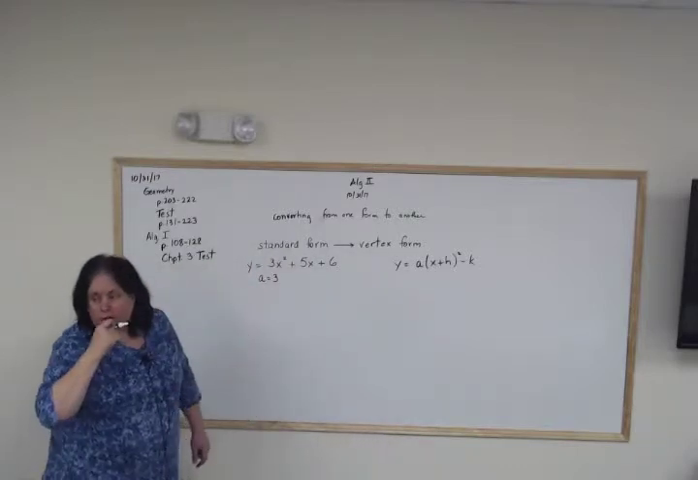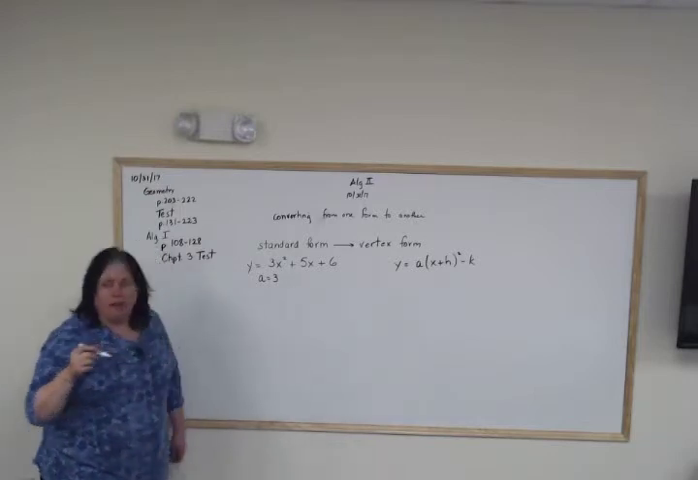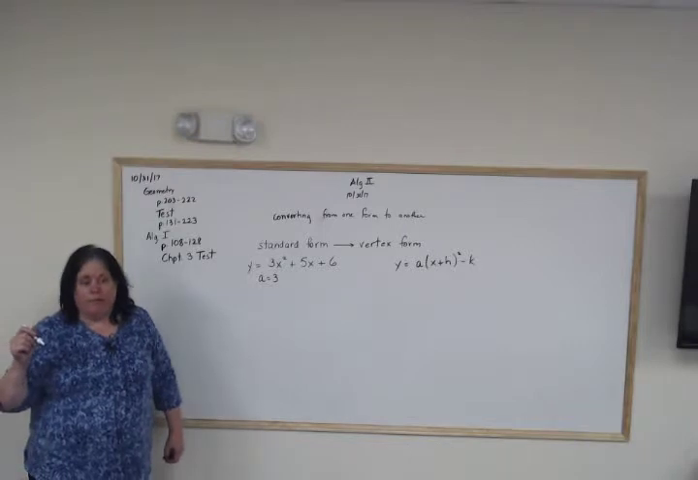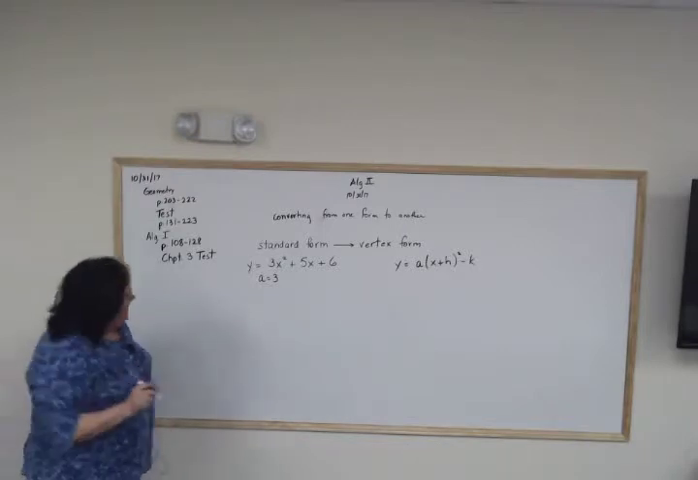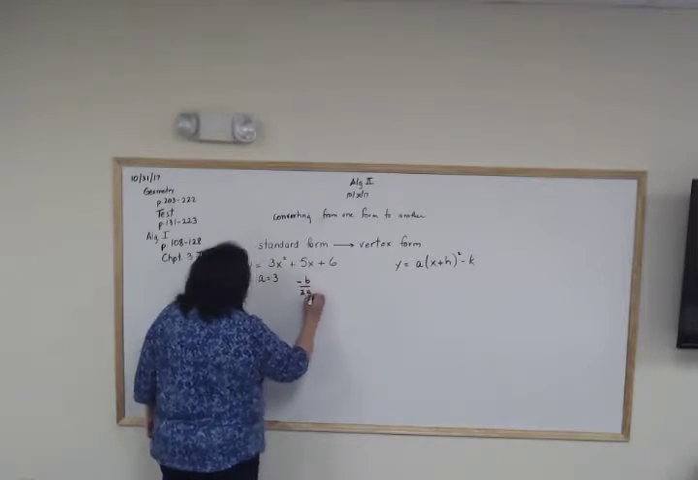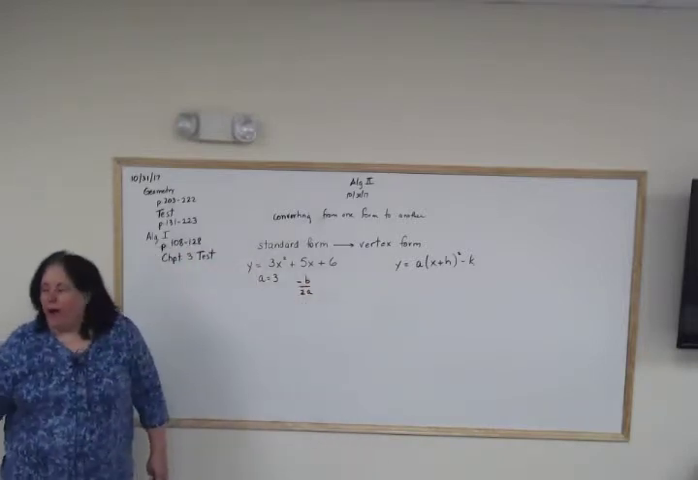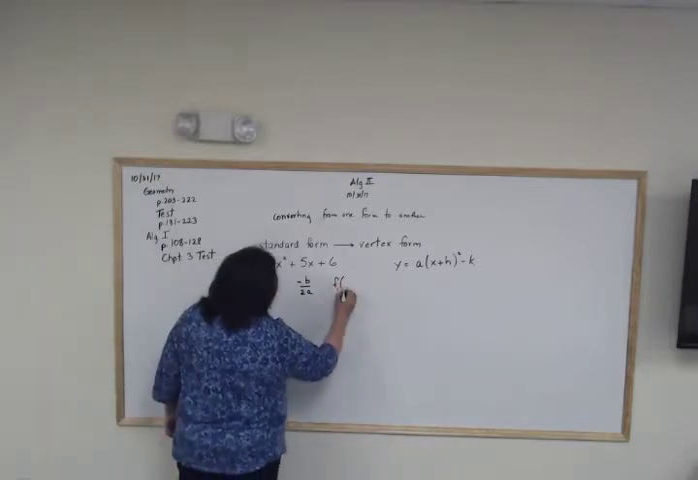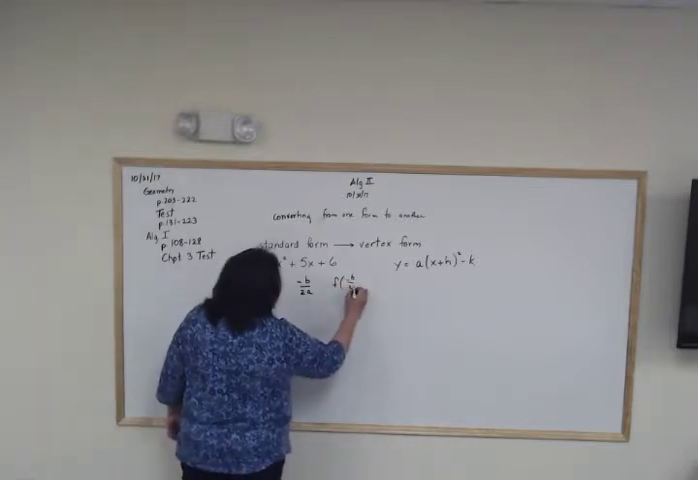Well, I know what A is. How do I find the vertex from standard form? Negative b over 2a. Very good. Negative b over 2a. Then how do I find y? You plug x in to find y. Right, or f of negative b over 2a.